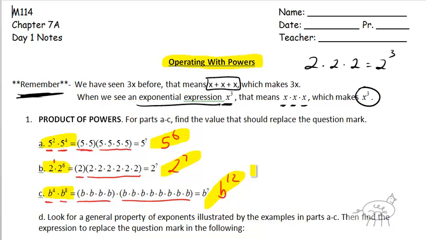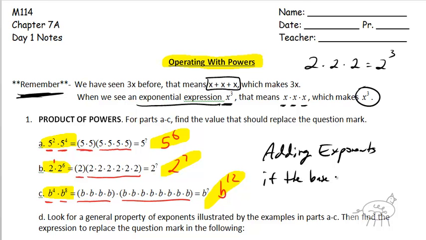So what's going on with the exponents when I multiply them together? You guys should see we are adding exponents, and that's only if the base is the same. What do I mean by the base? If you have 5 squared, 5 is the base, 2 is the exponent. Again, 5 is your base and 2 is your exponent.